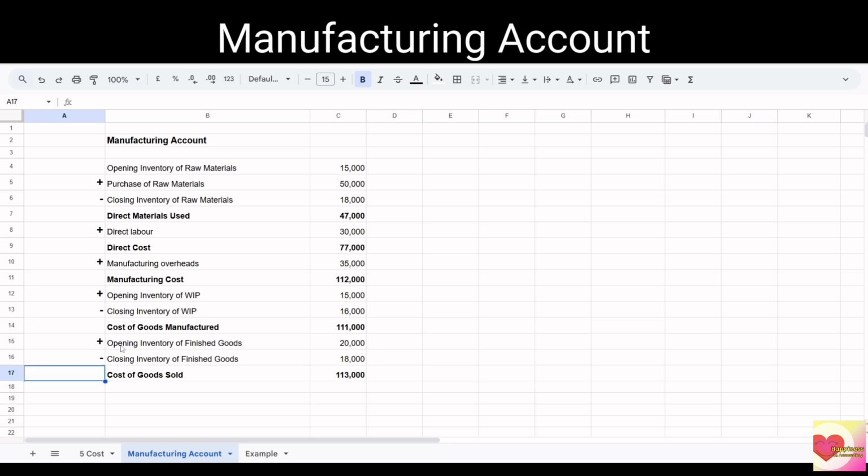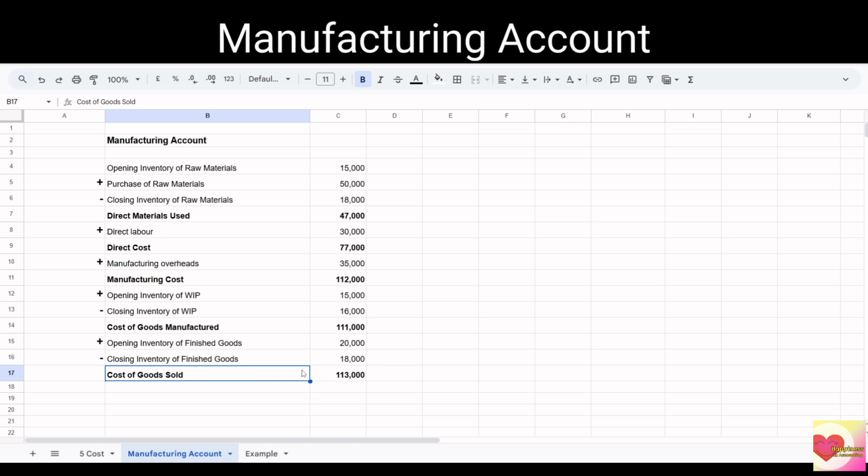We add it to the cost of goods manufactured, representing the total goods available for sale during the period. However, not all of this will necessarily be sold by the end of the period. There would be leftovers, and these are the closing inventory of finished goods. We subtract this amount to determine the cost of goods sold for the period.